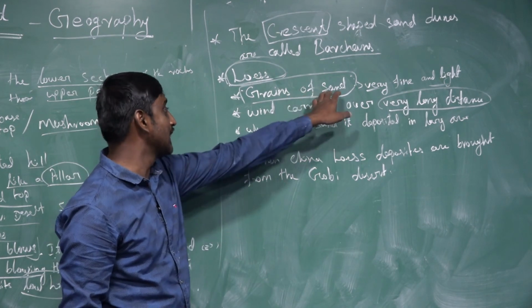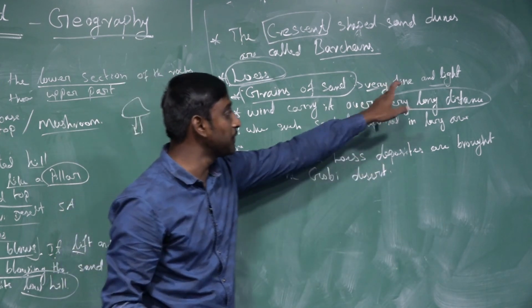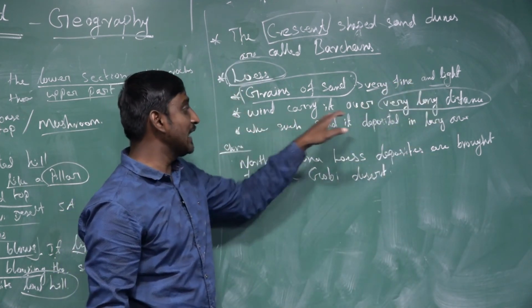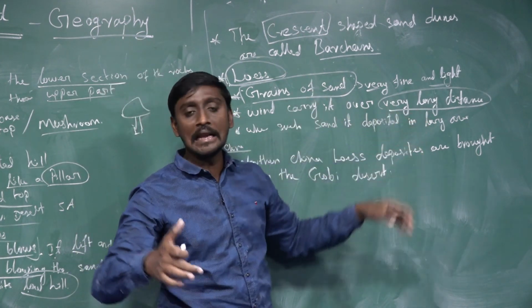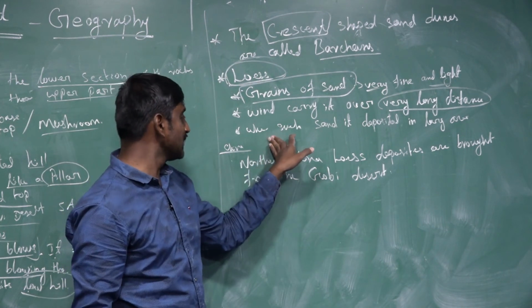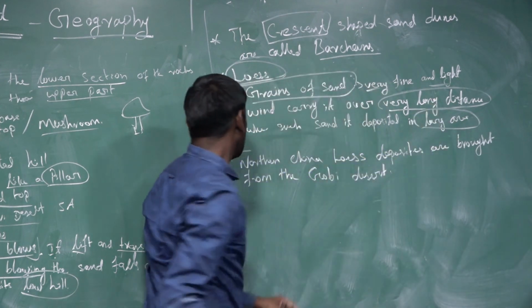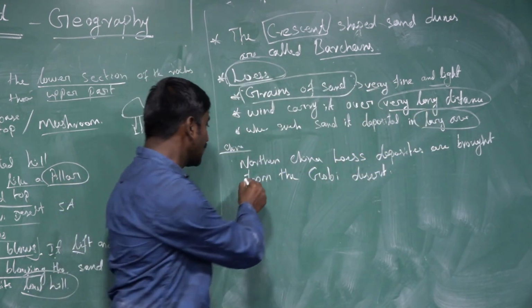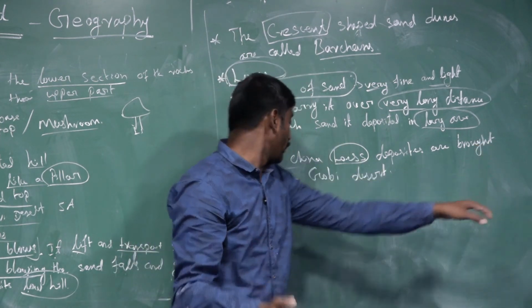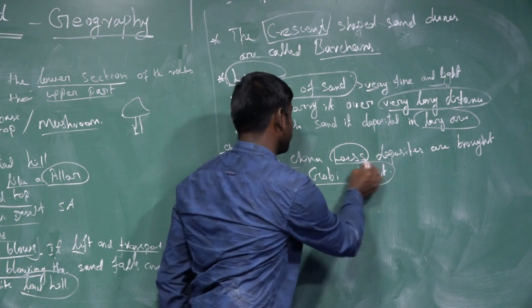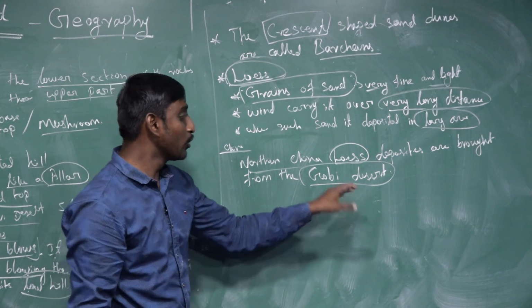Loess means grains of sand, very fine and light. The wind carries the loess over very long distances, and such sand is deposited over large areas. An example is the loess of northern China. The deposits are brought from the Gobi Desert.